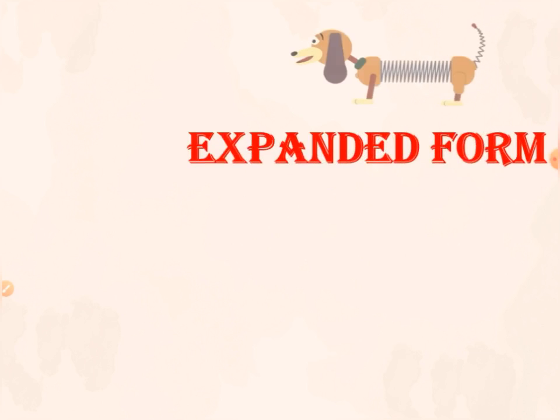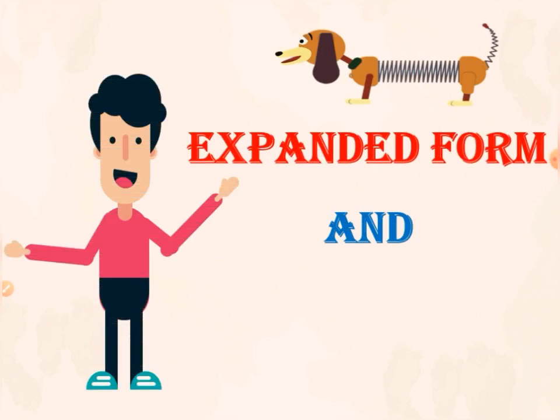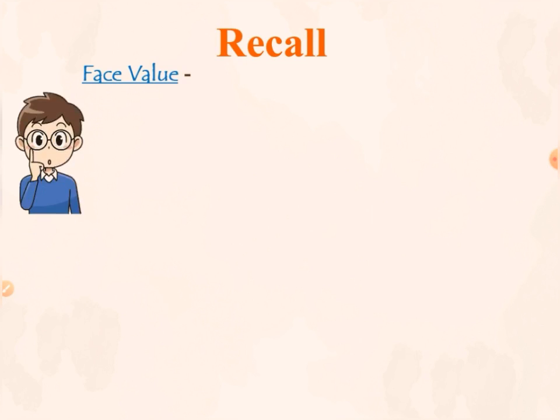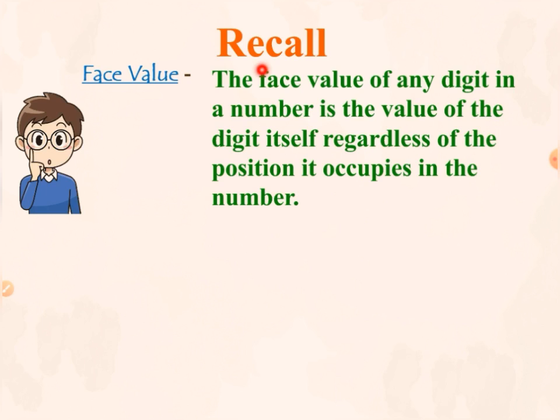So today's topic is expanded form and short form. But before starting expanded form, let us revise what you studied in your last class. In the previous class, you learned about face value. So what is face value? The face value of any digit in a number is the value of the digit itself, regardless of the position it occupies in the number.